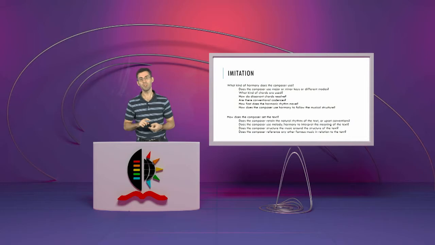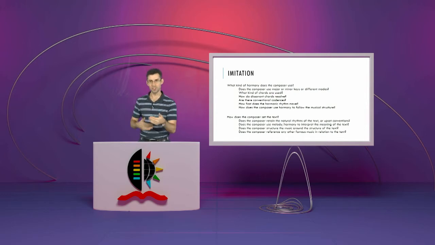But usually, as I said, the composer sets a text that is already existing by a different poet. So you'll want to say, does the composer retain the natural rhythms of the text, or does he upset the conventions? So if there are conventions of meter that are set up by the text, does the composer honor those conventions, or does he or she change them to give a particular meaning to the text?